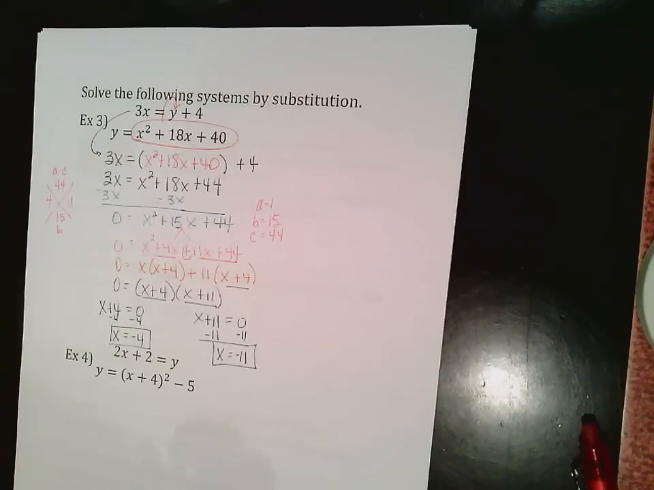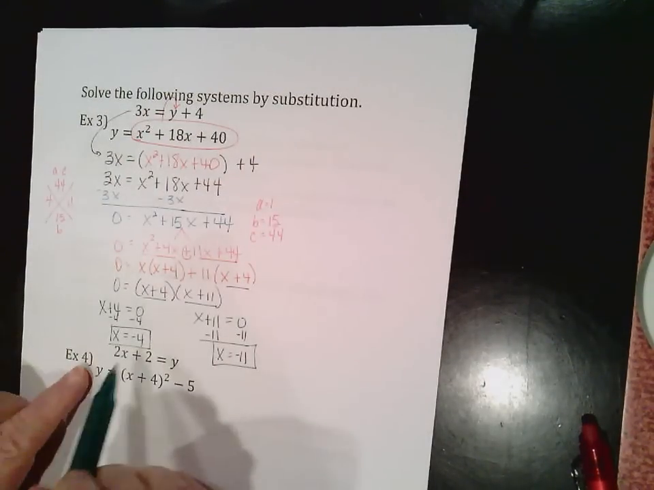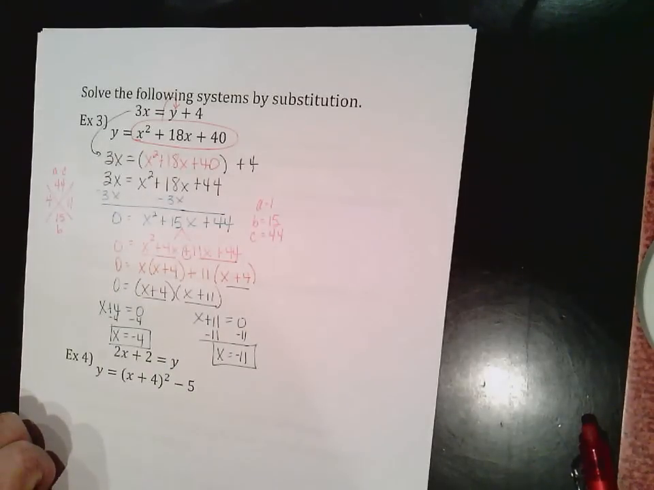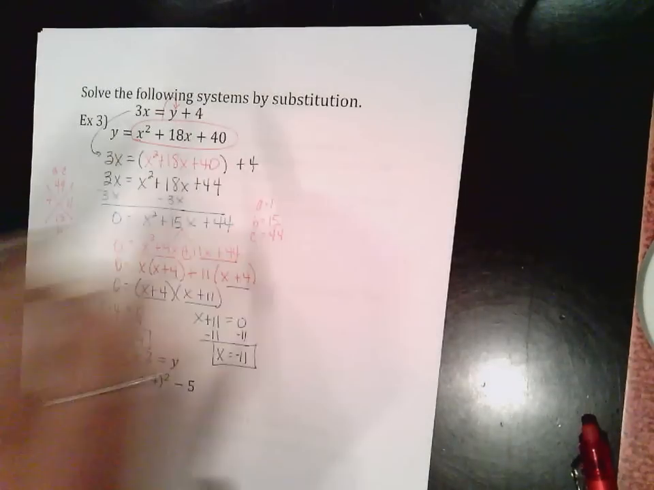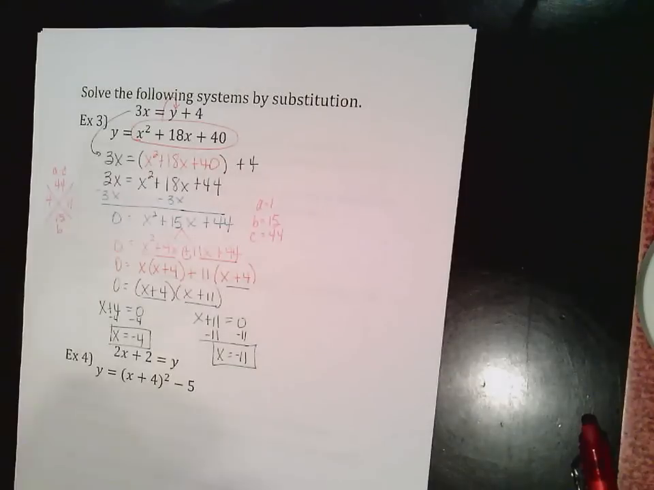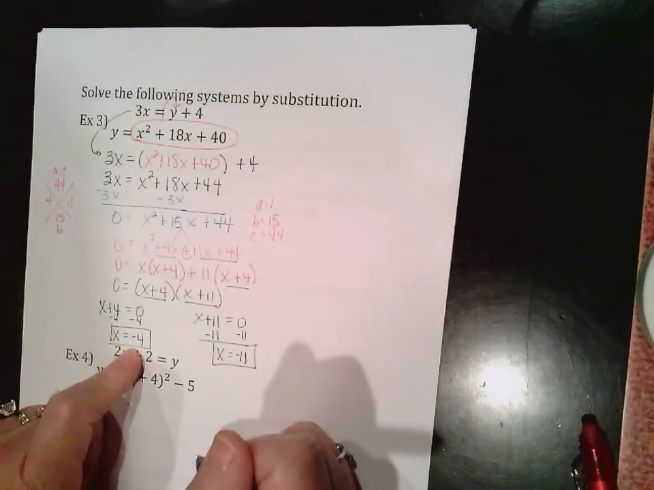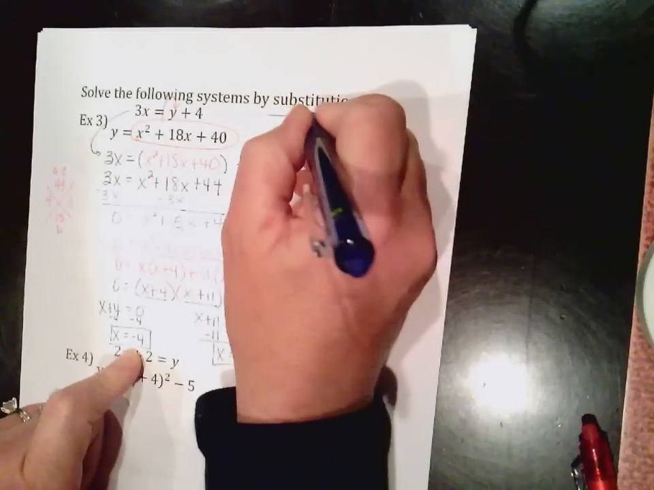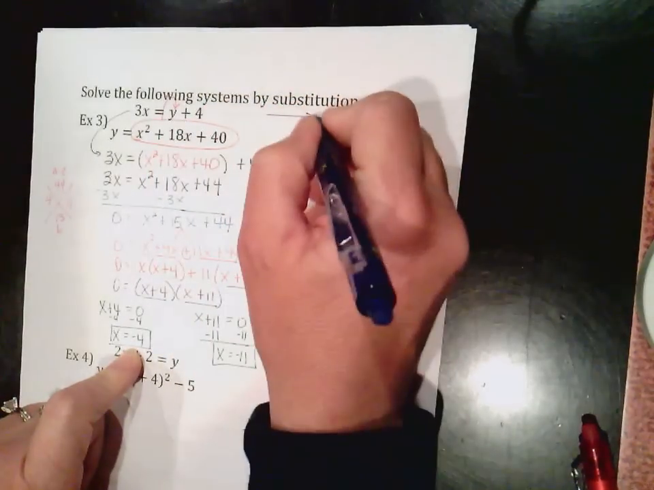Now, I'm not done. That told me what my x values are. Each of these x values have to be plugged in to find the y value that goes with it, because remember, when we solve systems by substitution, what we're doing is getting 2 ordered pairs. So I have to plug each of these back into one of these equations. The linear equation is going to be the easiest one to plug into.